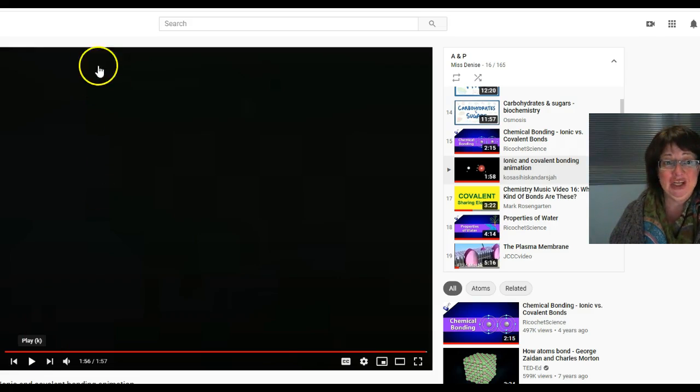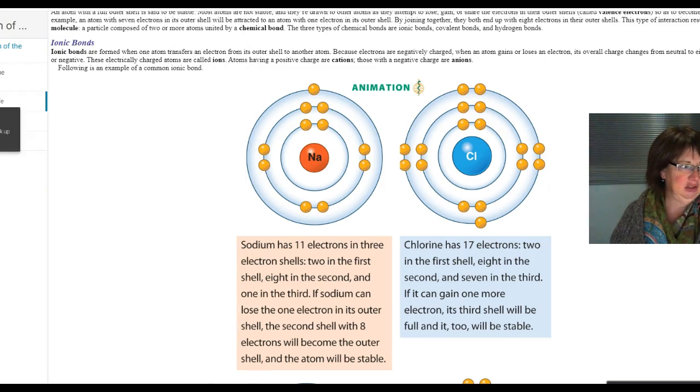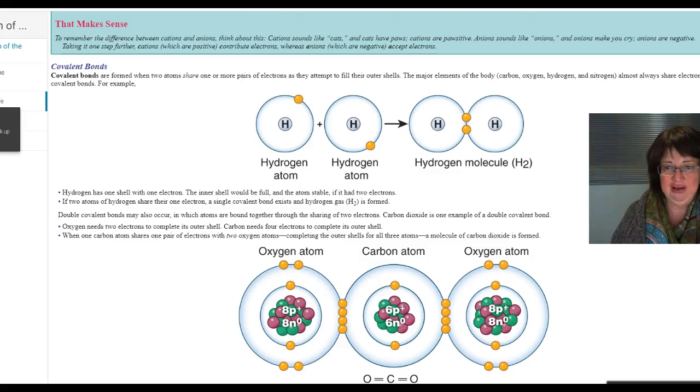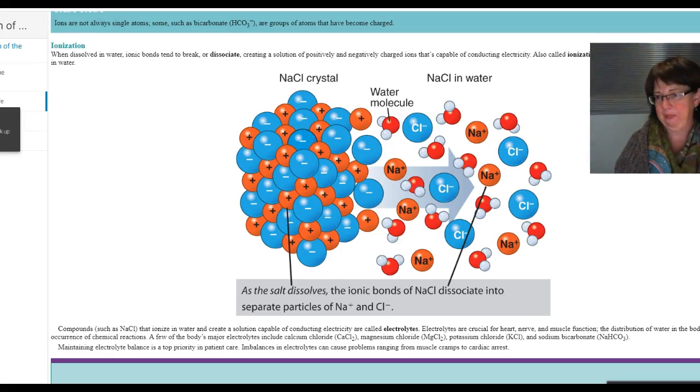So I want you to pay attention to the bonds of covalent and ionic bonds. So ionic, you have a transfer, and covalent, you have a sharing. Now, when there's a transfer of electrons, it is stable until you put it in water. And then water, by its interaction, will interact with the charged particles.